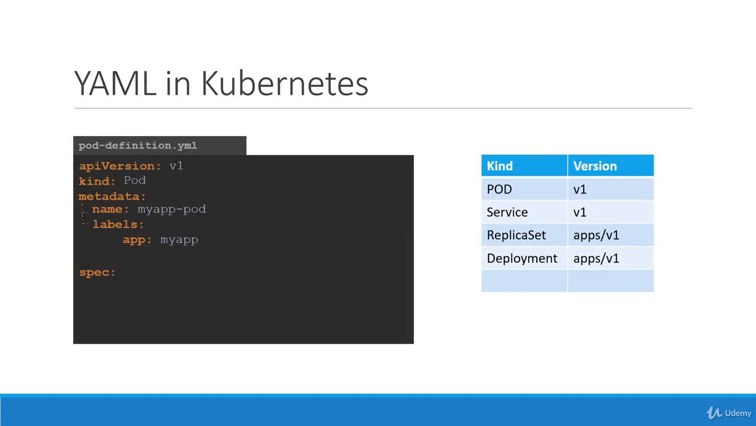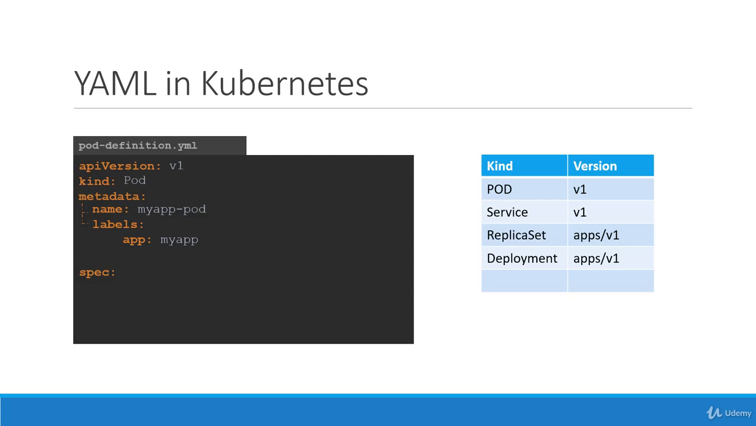Under metadata, the name is a string value, so you can name your pod myapp-pod. And labels is a dictionary, so labels is a dictionary within the metadata dictionary. And it can have any key and value pairs as you wish. For now, I have added a label app with the value myapp.